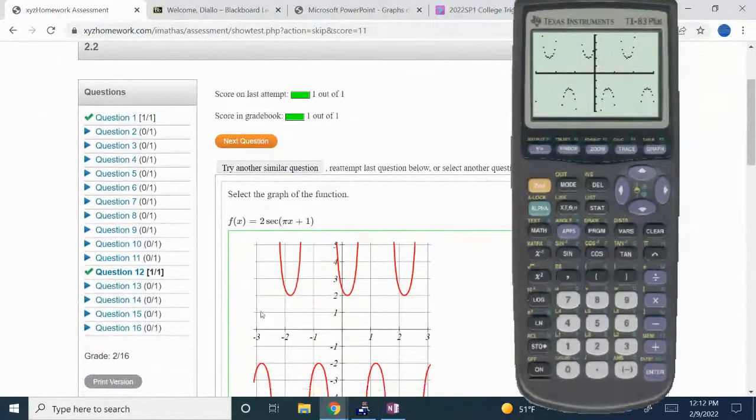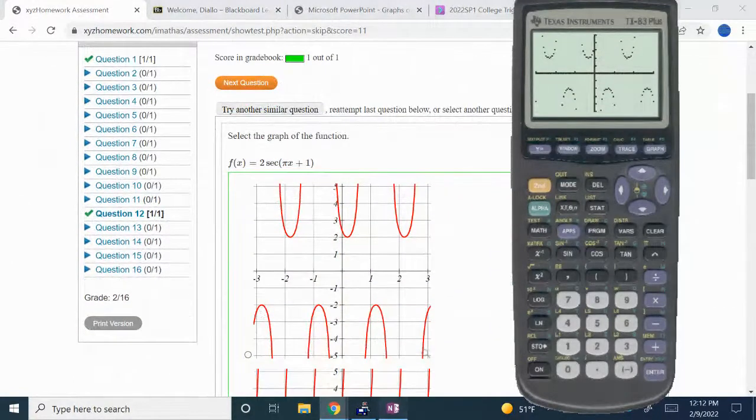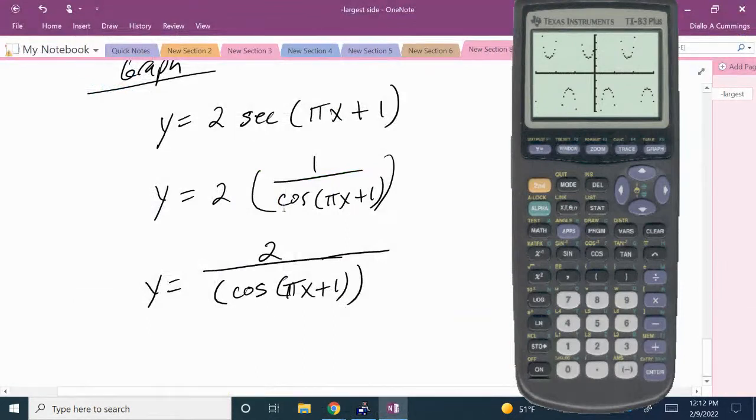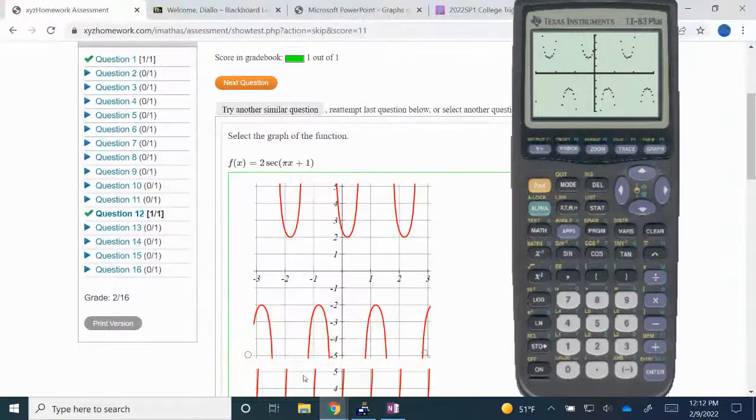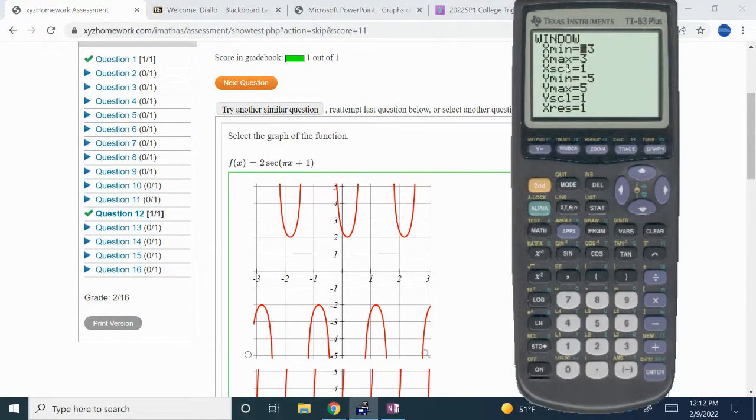All right, so once again, you want to make sure that you write out your function appropriately. Once you graph, you can go in and change the dimensions on your calculator. And when I say dimensions, I mean the x minimum, x max, x scale, y minimum, y max, and y scale. All right, but always leave your x resolution at 1.